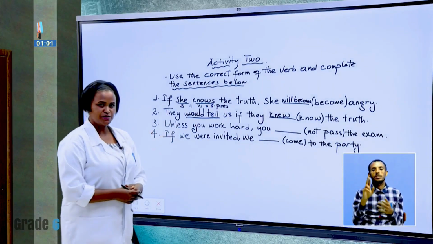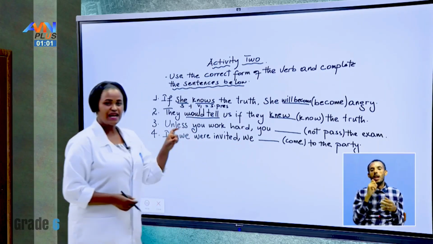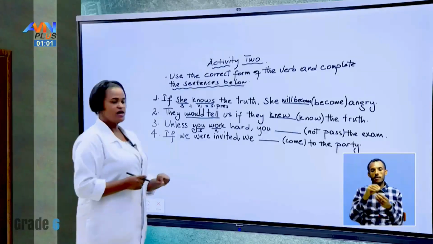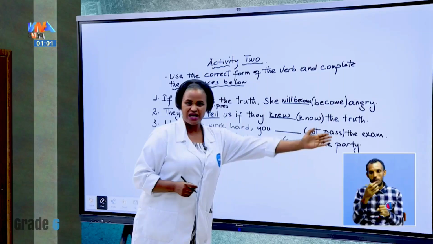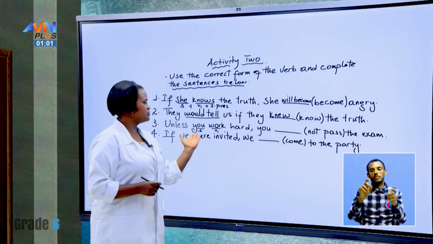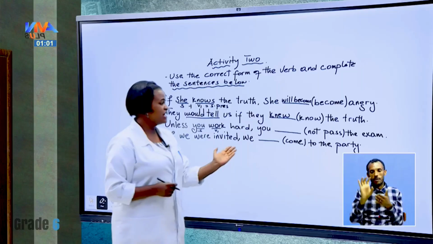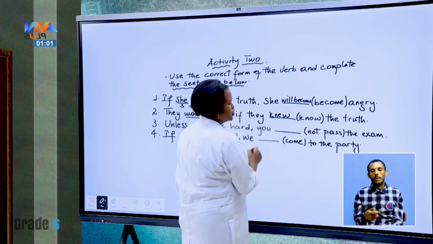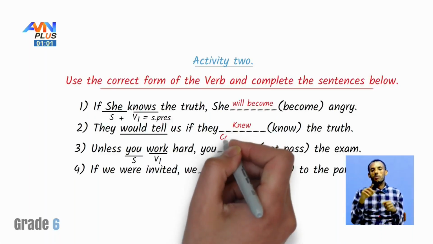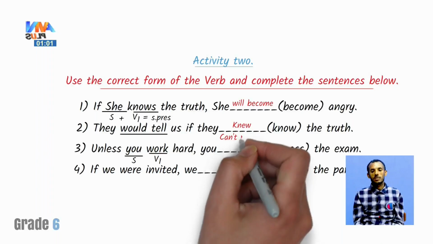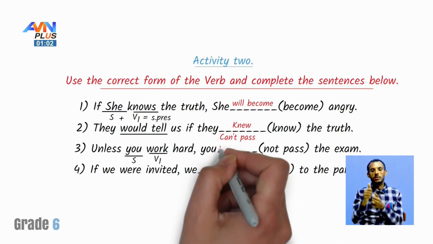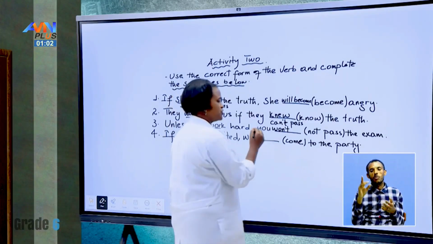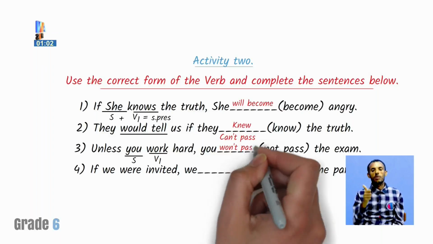Okay, the third one. Unless you work hard, subject plus verb 1. Unless you work hard, you blank not pass the exam. This is subject plus verb 1, the if clause with simple present, then the main clause with? Very good, simple future. So what do we say? You cannot pass, or you can't pass. Or if you say you won't, it is the short form of will not. You won't pass the exam.